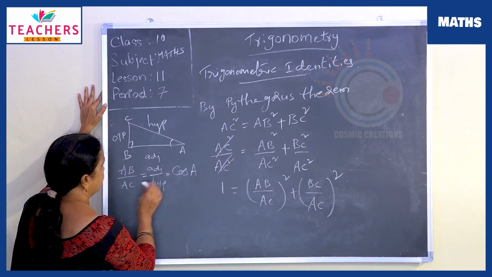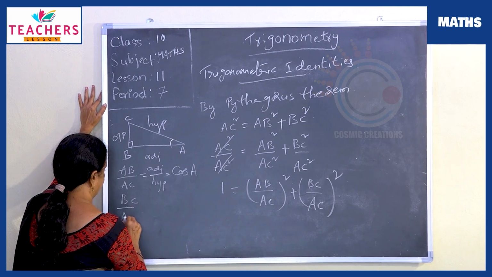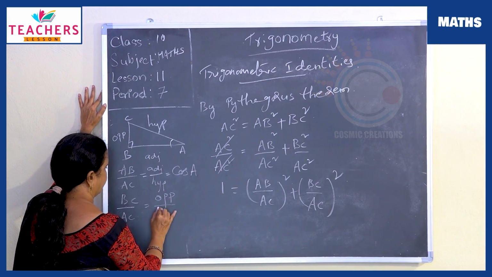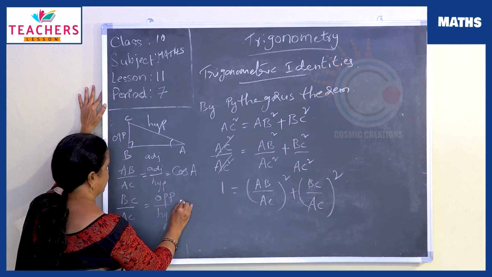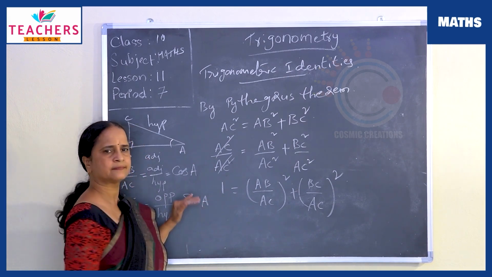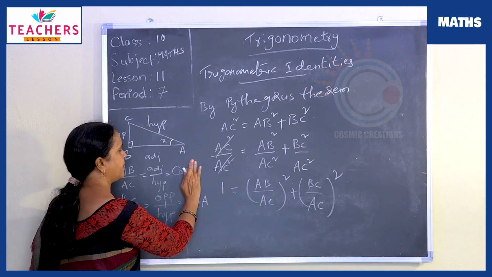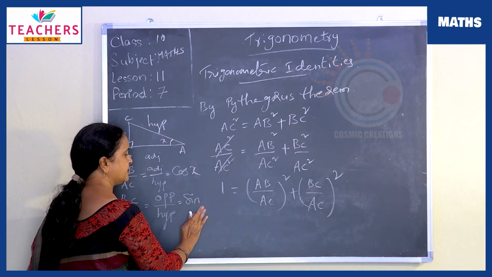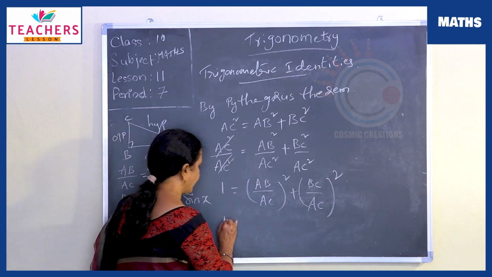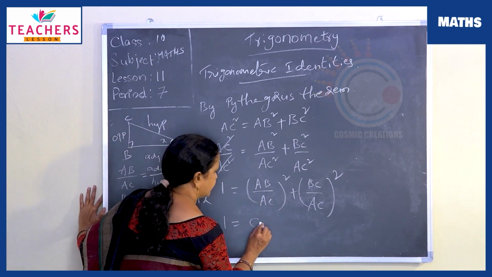Next, BC by AC we have. BC is opposite, so opposite by hypotenuse is sin A. If I write this angle as x, then AB by AC is cos x and BC by AC is sin x. Instead of AB by AC, I am writing cos x.